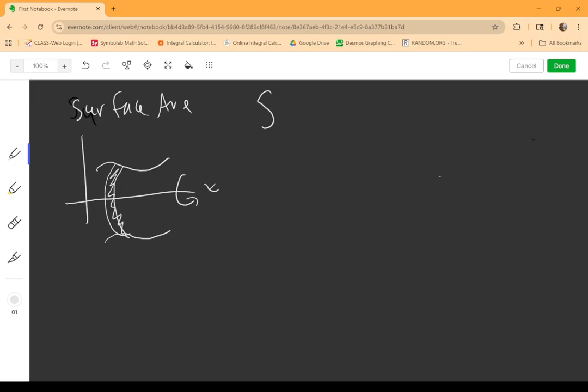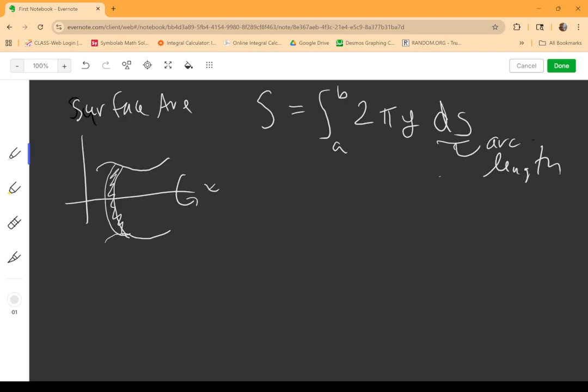And if you recall from earlier in the semester, probably one of the first couple weeks, the surface area for rotation about the x-axis we define as the integral from a to b of 2 pi y ds, right, where this ds represented the arc length. All right, so with that, now we can use the arc length.